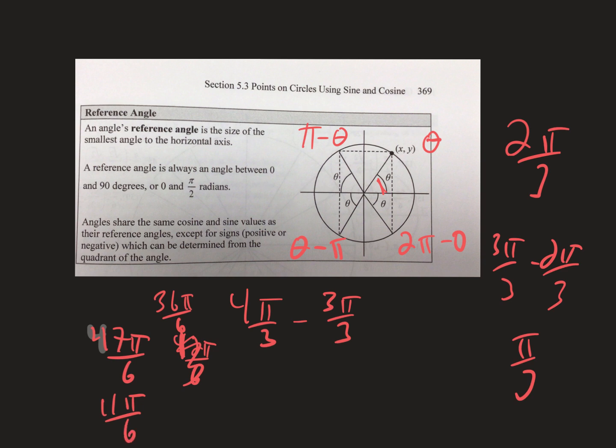So that would be the angle that's coterminal to this, and that would put it down here in quadrant 4. So that would be 2 pi, or 12 pi over 6, minus 11 pi over 6. That reference angle would be pi over 6, wouldn't it? Pi over 6. Okay, let's go on and look at some more out of the book.